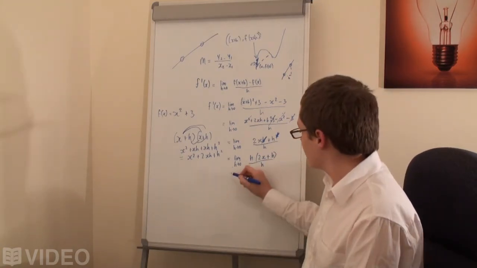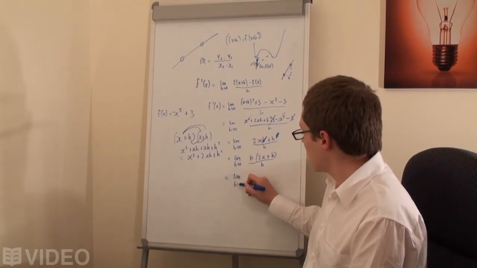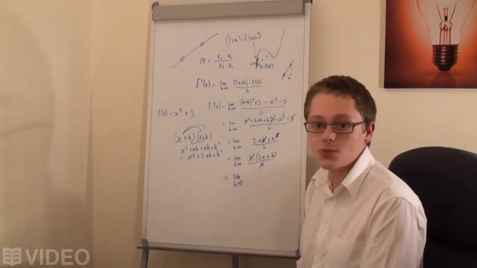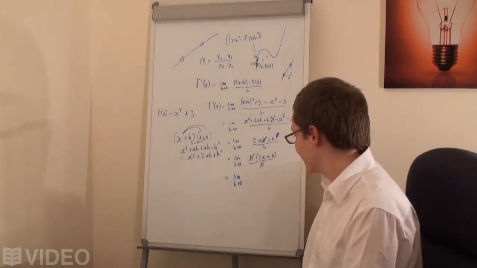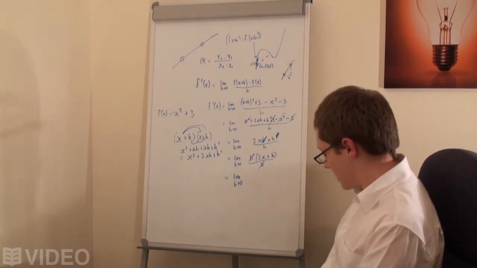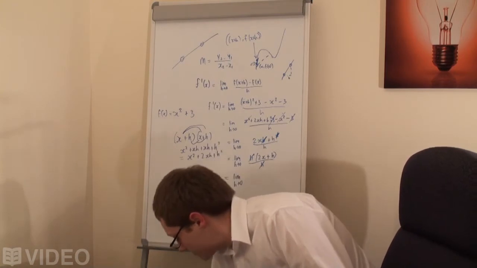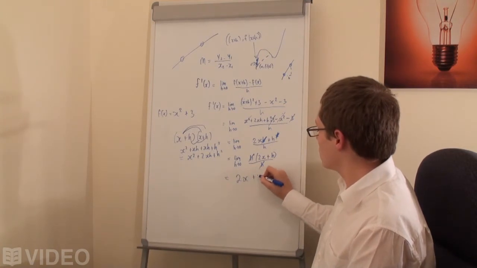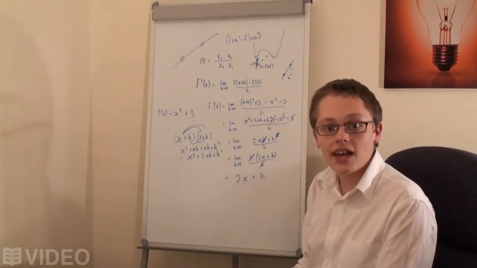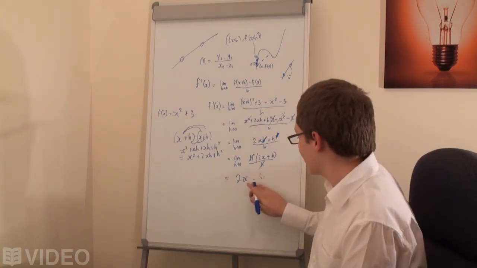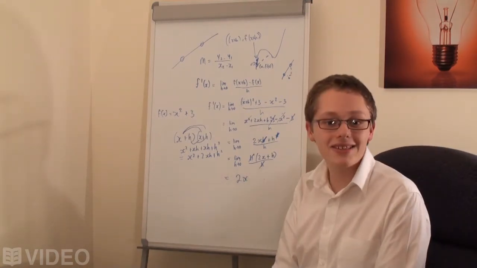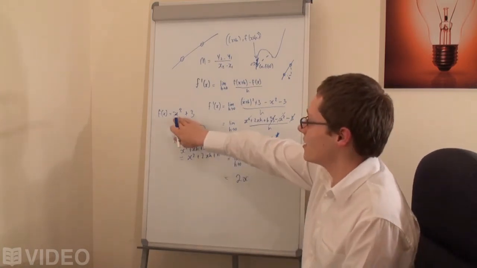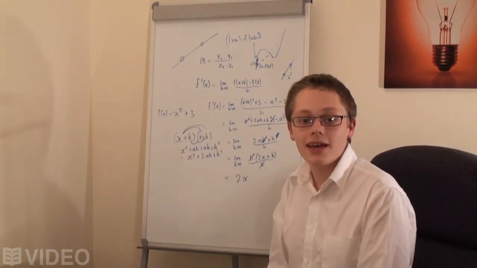And this means that we can make h go to 0 now, because we can cancel them out. So now, we don't necessarily need the limit as h approaches 0 anymore. We're just left with 2x plus h. But of course, h went to 0. So we're just left with 2x. And 2x is the slope function that represents the slope at any given point on x squared plus 3.